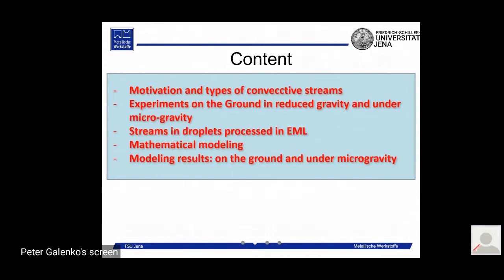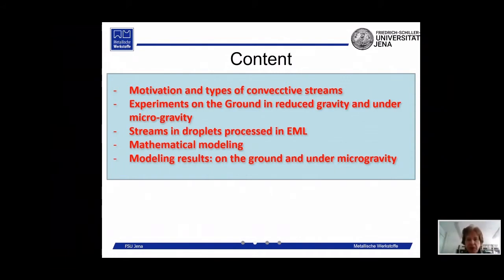Now, we have a content which shows us motivation and types of convective streams, to remind us which types of convection we have. I'll show you results from experiments on the ground, in reduced gravity and under microgravity. From this point, I have to stress the fact that reduced gravity means that for several seconds we can make microgravity conditions in parabolic flights. But microgravity is a reduced gravitational force of 0.01 G on the International Space Station.